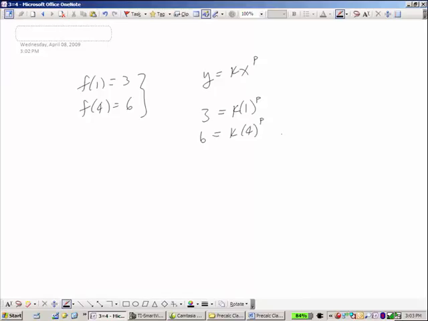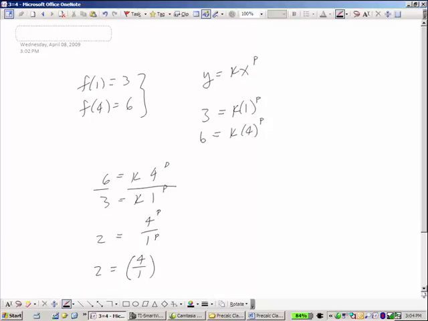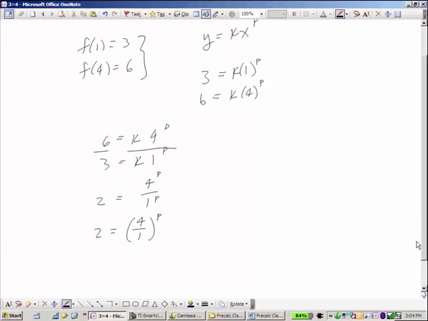I actually have complete confidence that you can use substitution on your own. Let me show you another way that's similar to a way that we've learned before. If you take one of them, and you take the other one, and you divide them, what do you get when you divide 6 by 3? 2. What happens to the k's? 1. And you get 4 to the p over 1 to the p. Well, another way of saying that is that 2 is equal to 4 over 1 quantity to the p. That's a property from algebra 2.